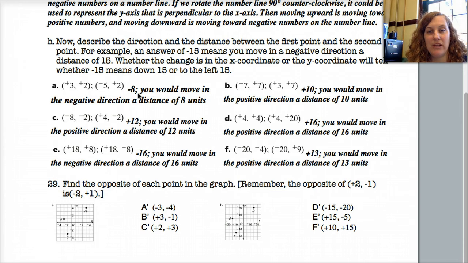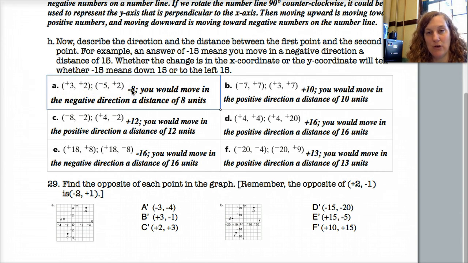So it helps probably to graph these two, or you can just look at your x and y values and help figure that out. So if I'm at positive 3, positive 2, I'm in the first quadrant, over 3, up 2. And then I go negative 5, positive 2. So now I'm in the second quadrant. So I'm going left, so it's going to be negative. And I'm going from positive 3 to negative 5. 3 will get me to 0, and then 5 will get me to negative 5. So positive 3 to negative 5 is 8. So you're going negative 8 because you're going left 8 values.